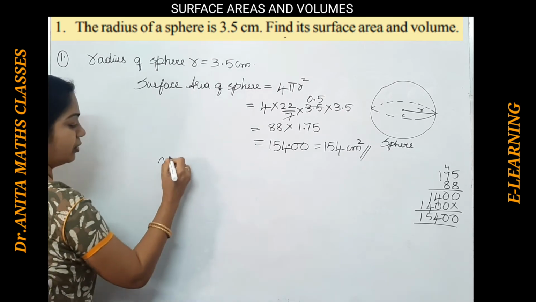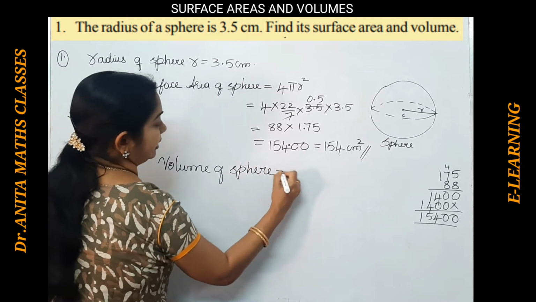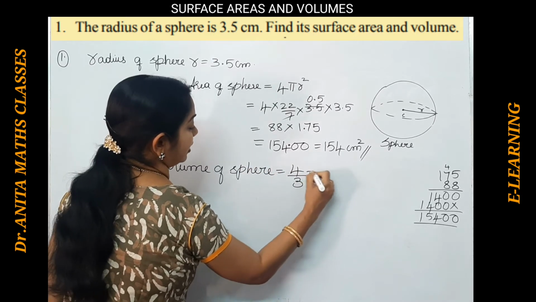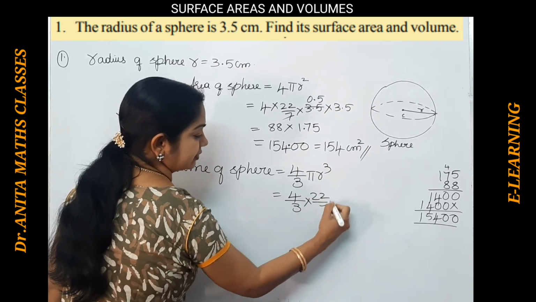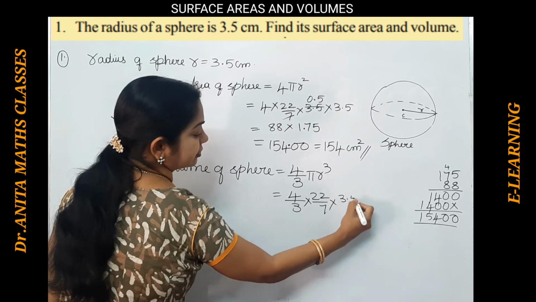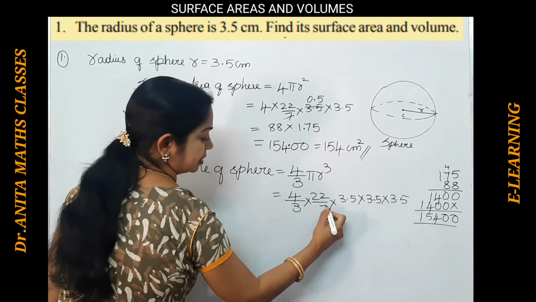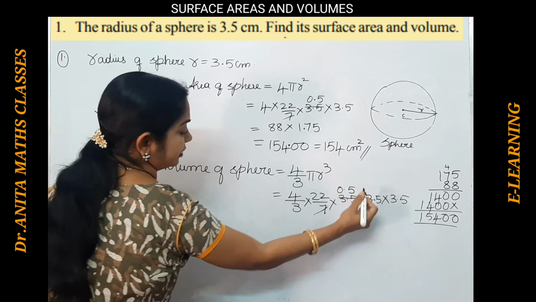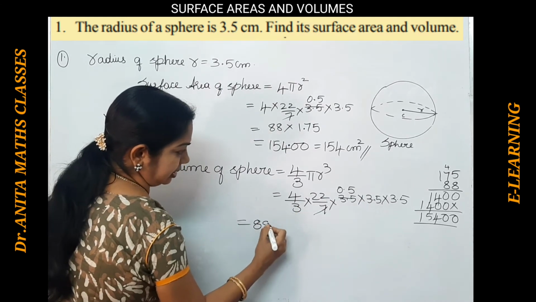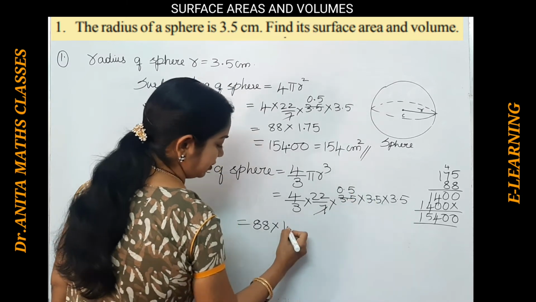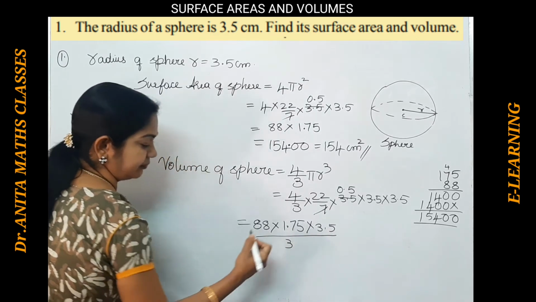Also we have to find the volume. So the volume of the sphere is equal to 4 by 3 pi r cube. So that is 4 by 3, substituting 22 by 7 into the r value, 3.5, thrice. So we can cancel off the 7s. Now the remaining thing we have to multiply. So this is 88 multiplied by 1.75, again 3.5, the whole thing divided by 3.